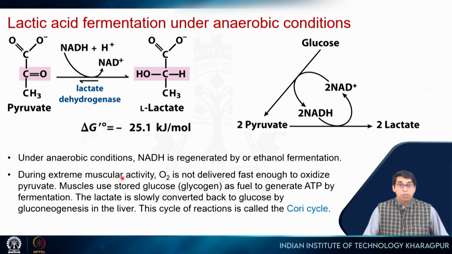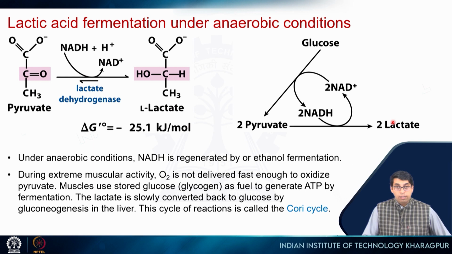So, during extreme muscular activity, oxygen is not delivered fast enough to oxidize pyruvate, right. So, muscles use stored glucose or glycogen as fuel to generate ATP. So, there is glycogen which is stored in the muscle and that is used up as fuel. So, only these steps happen, and from one glucose you will get 2 molecules of ATP, right. But that will result in the formation of lactate, right.